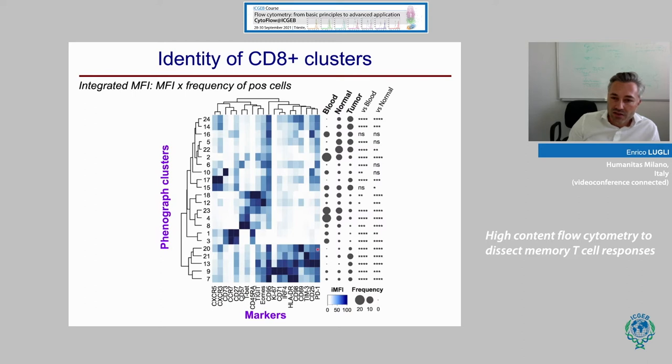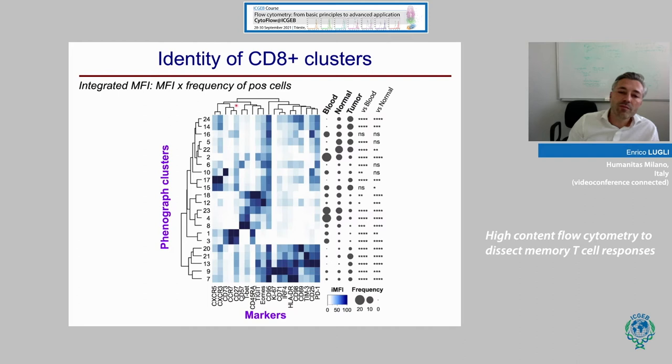And again, as I said, we were able to debarcode the samples, so identify the original location of the cells, so in this case, blood, the normal tissue, and the tumor, and then do also some statistics. And you can see here that some subsets are more abundant in the blood, and you don't find them in the tumor, and vice versa. So you can have populations like this one down here, which is pretty rare in the blood, but you find very much abundant in the tumor.